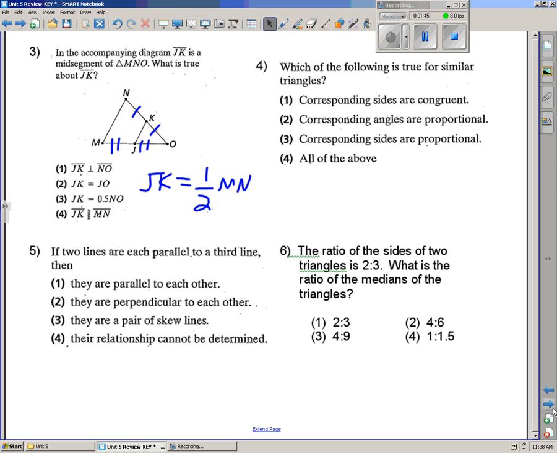Is that a choice up here? And it is not. So then what else do you know? Well, the mid-segment is also parallel to its base. Is that a choice? And it is. So number 3 should be choice 4.